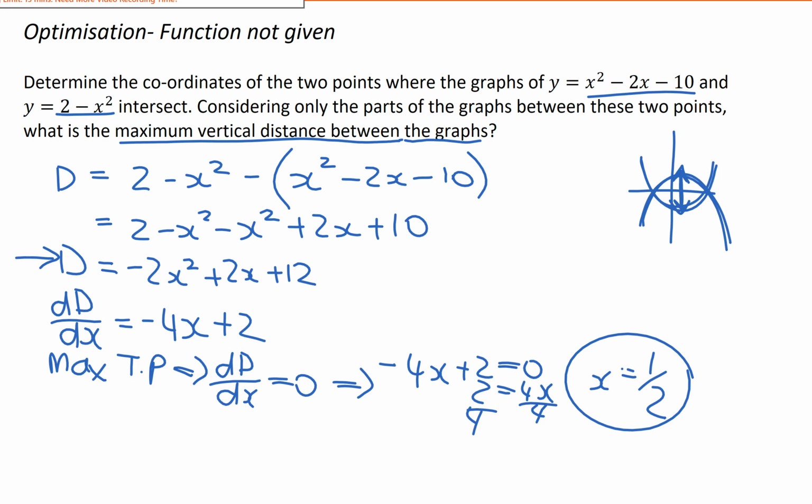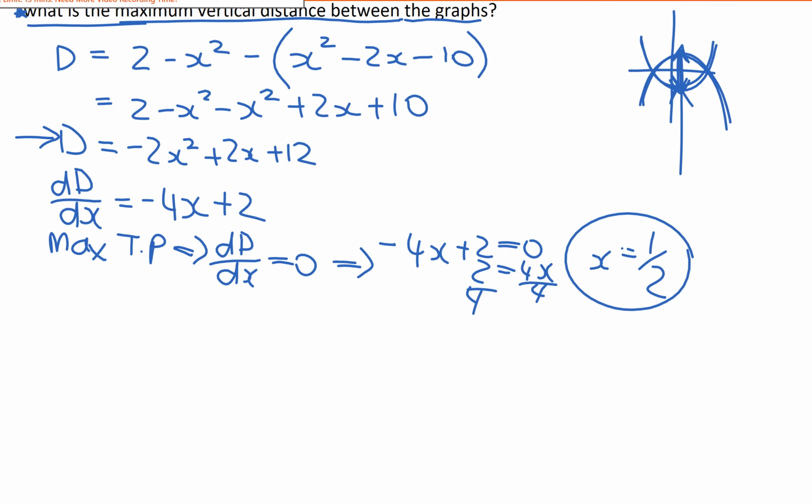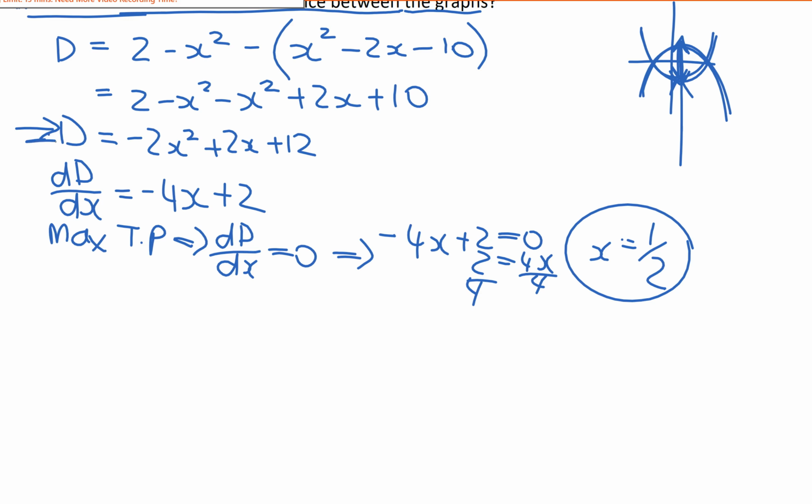But we're asked to find what is the maximum distance. We're not asked to find what x is. What does that mean? That's the x value where the maximum distance occurs. So if this is our distance function just here, we're trying to find the distance when x equals 1/2.